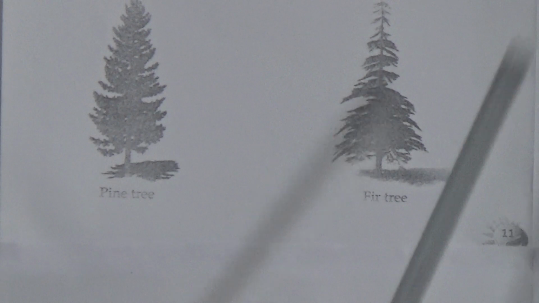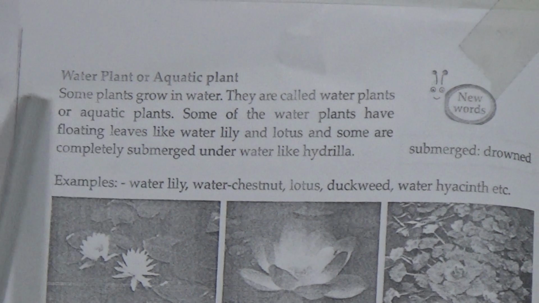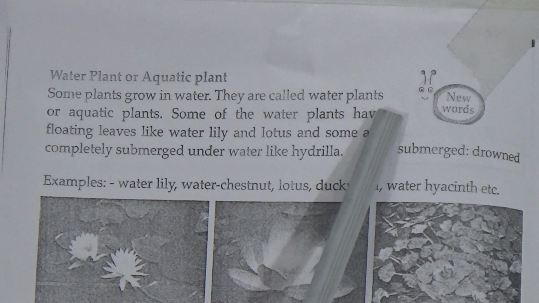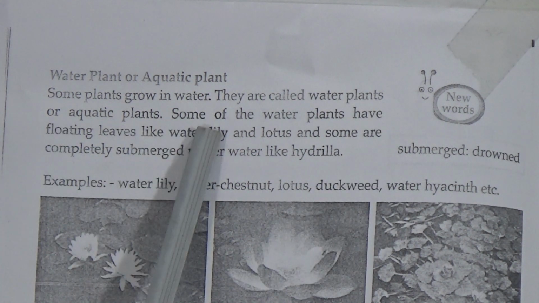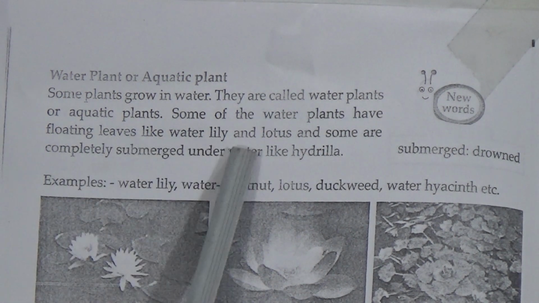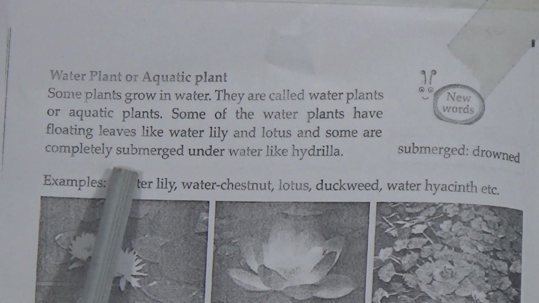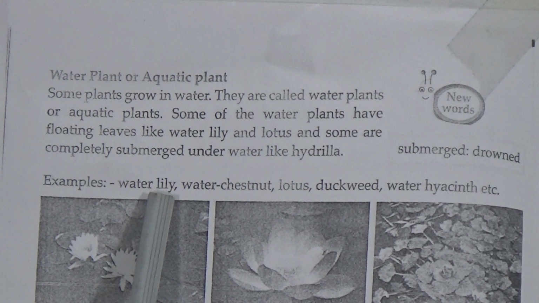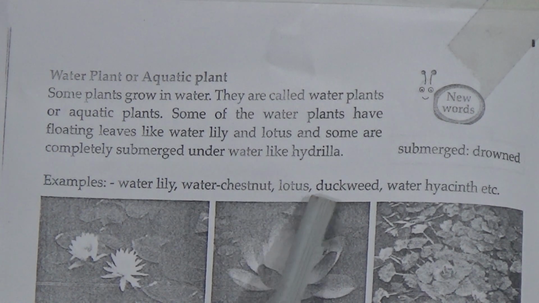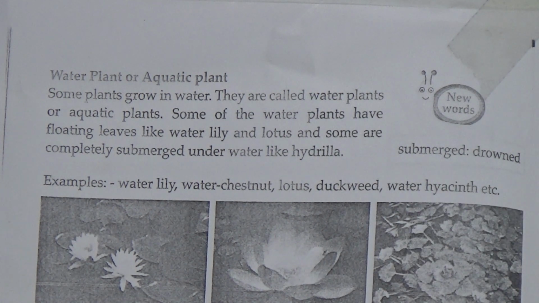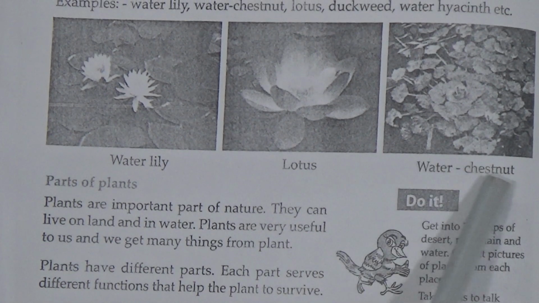Now we will discuss the water plants or aquatic plants. Some plants grow in water. They are called water plants or aquatic plants. Some of the water plants have floating leaves like water lily and lotus, and some are completely submerged under water like hydrilla. Examples: water lily, water chestnut, lotus, duckweed, water hyacinth, etc. This is the picture of water lily, lotus and water chestnut.